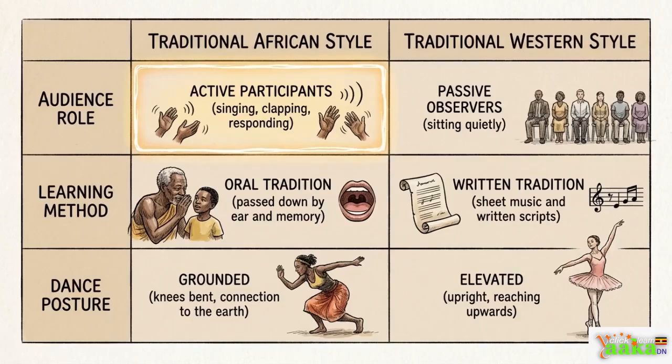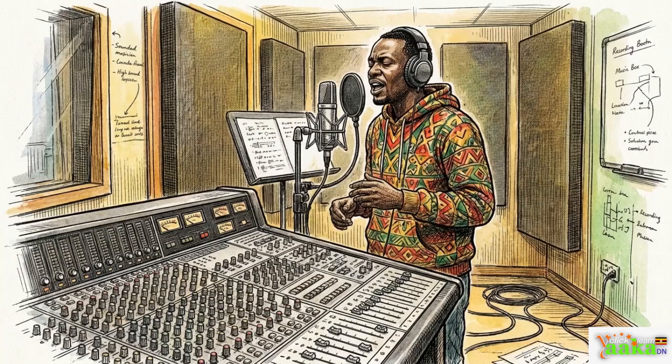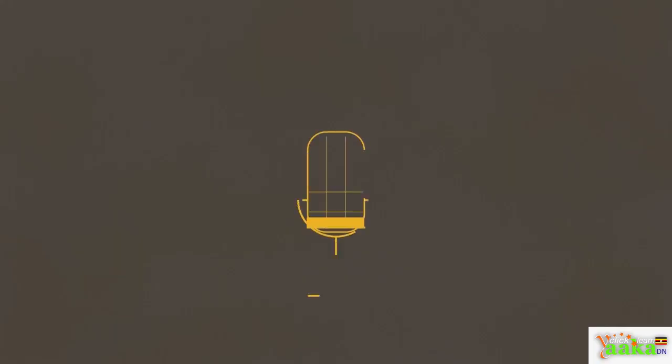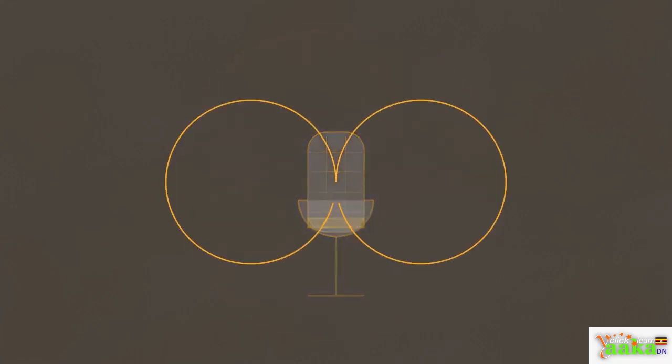This table summarizes the core differences. Traditional African styles rely on an active audience, stories passed down by memory rather than written scripts, and grounded postures that stay close to the earth. Today, you might watch a play under electric lights or listen to a track recorded in a high-tech studio. But those modern tools do not erase the historical framework underneath.